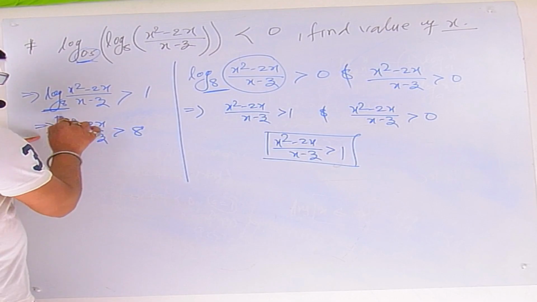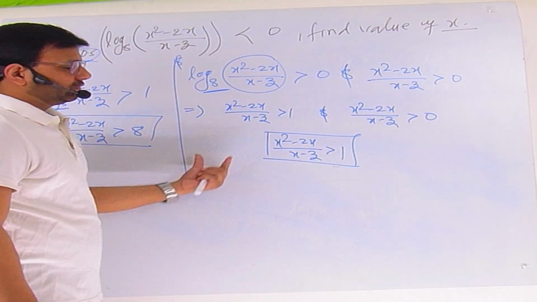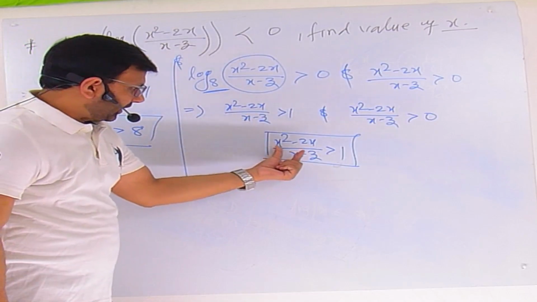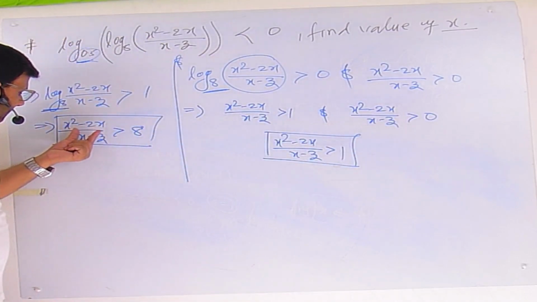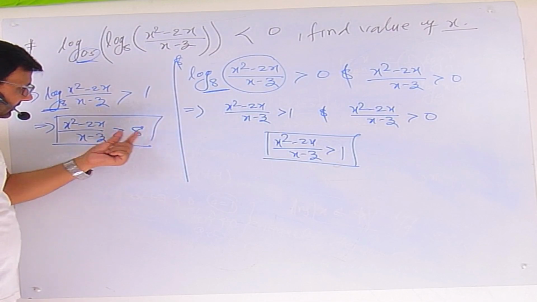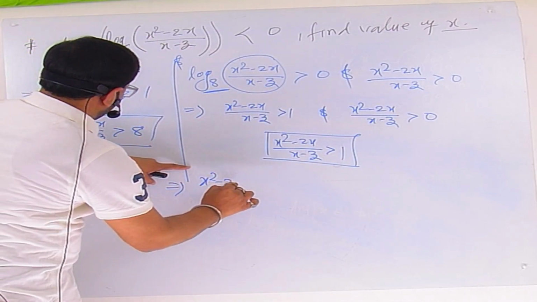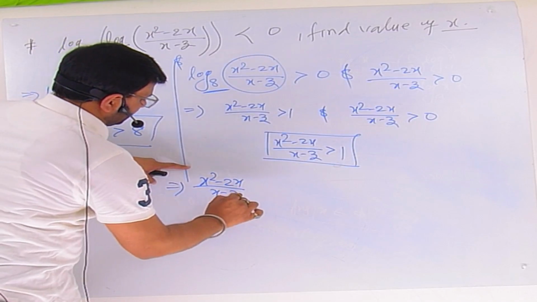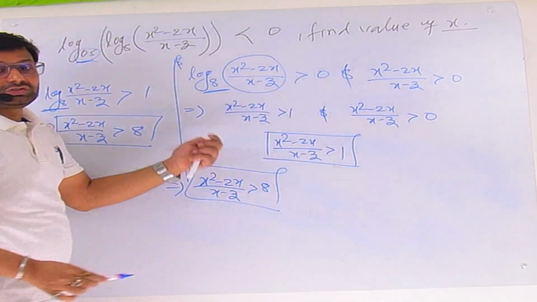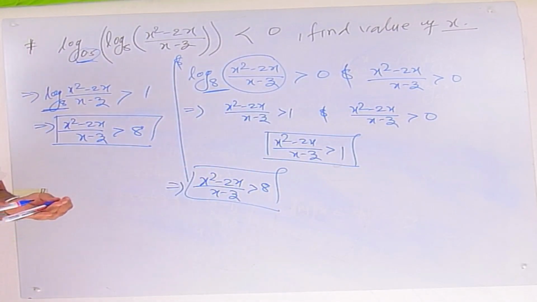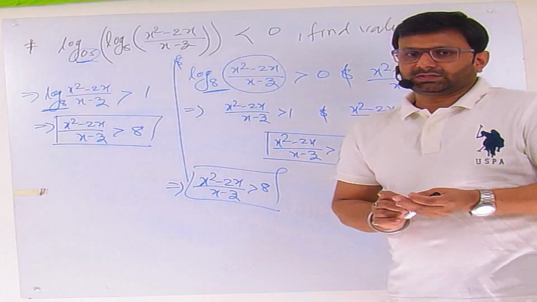So now tell me, what is the common value? Here you have to write 'and'. So what is common here? x square minus 2x divided by x minus 3 greater than 1, and x square minus 2x divided by x minus 3 greater than 8. So can I write here x square minus 2x divided by x minus 3 greater than 8? This is common among these three. Yes or no? So now you have to solve only one expression. No need to solve three expressions here.